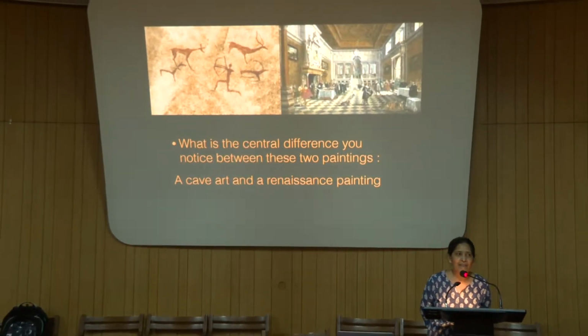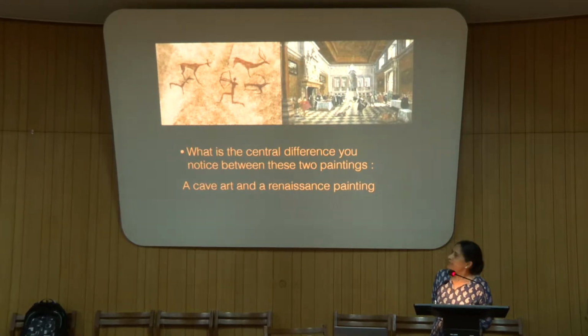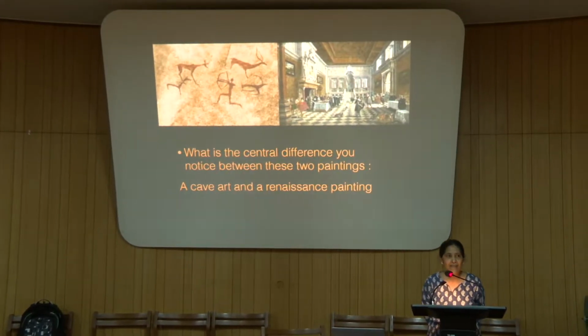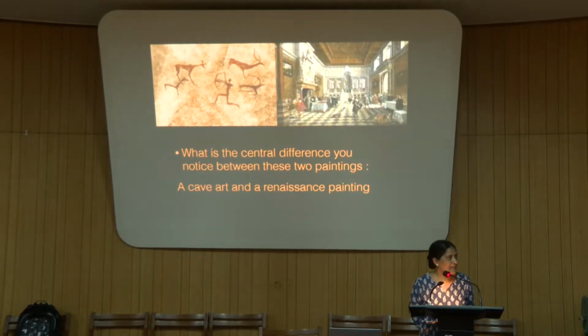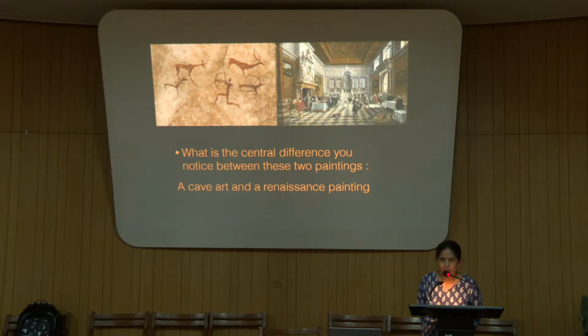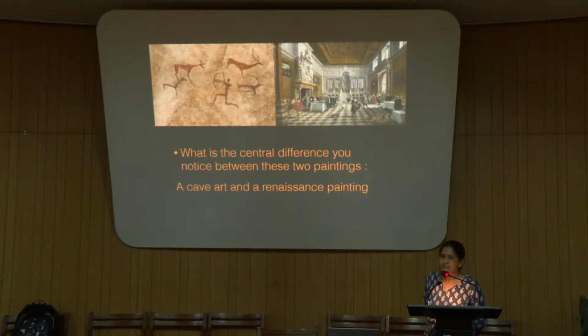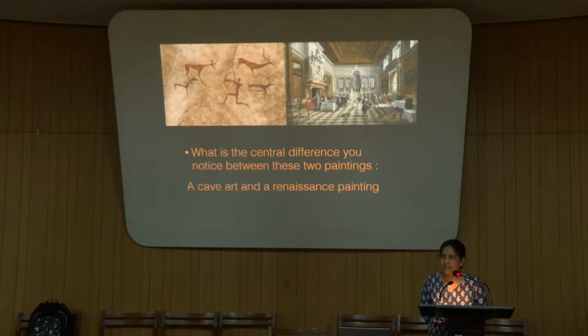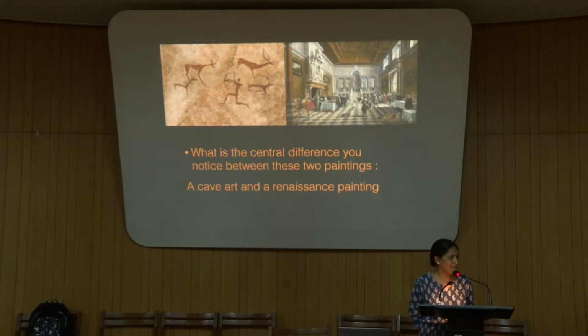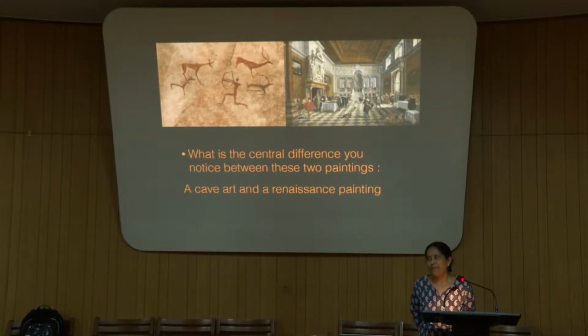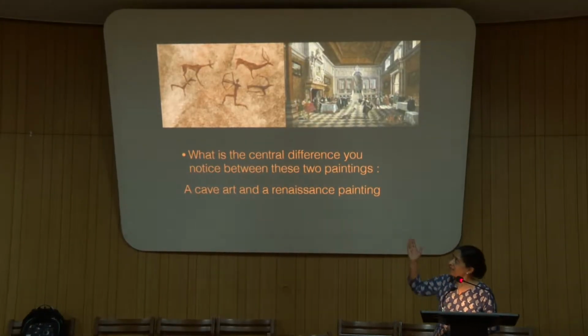So let's start with these two paintings. The painting on the left is a painting from thousands of years back. It's cave art. And the painting on the right is from the 1600s, made during the European Renaissance. So what is the central difference that you noticed between these two paintings? Can somebody answer? Yeah, what is it? Time period, of course, that's an obvious difference. But looking at the two paintings, what do you see is different?